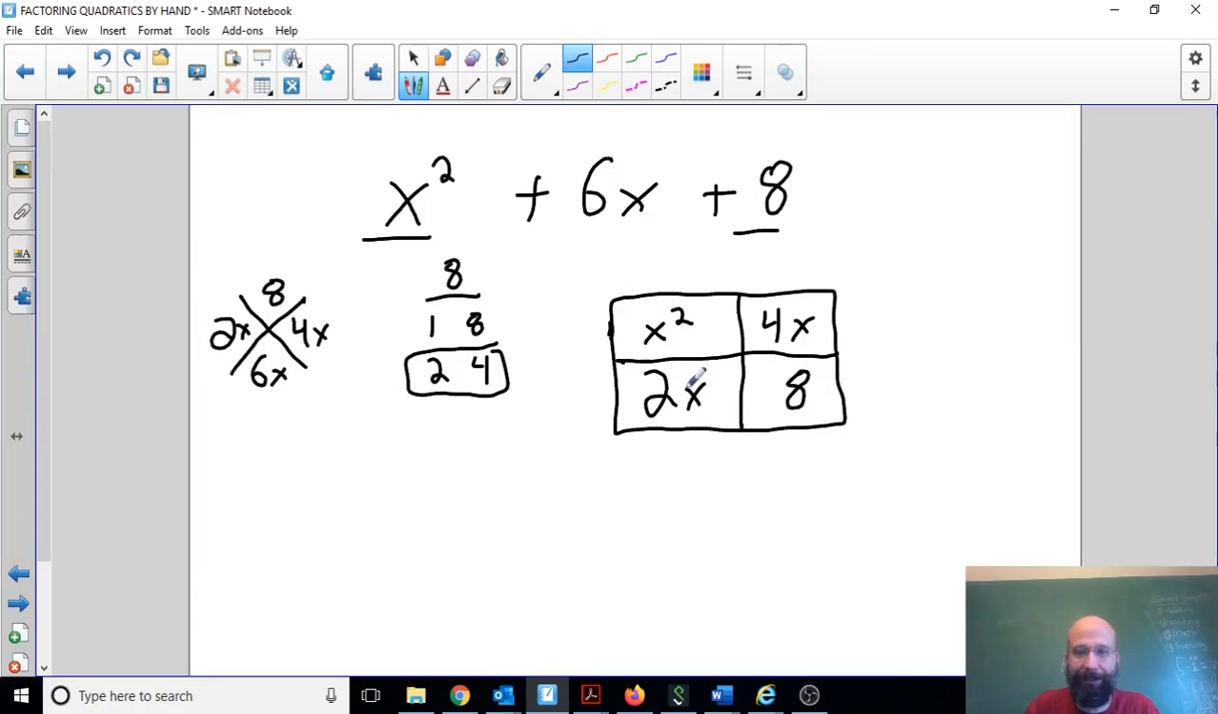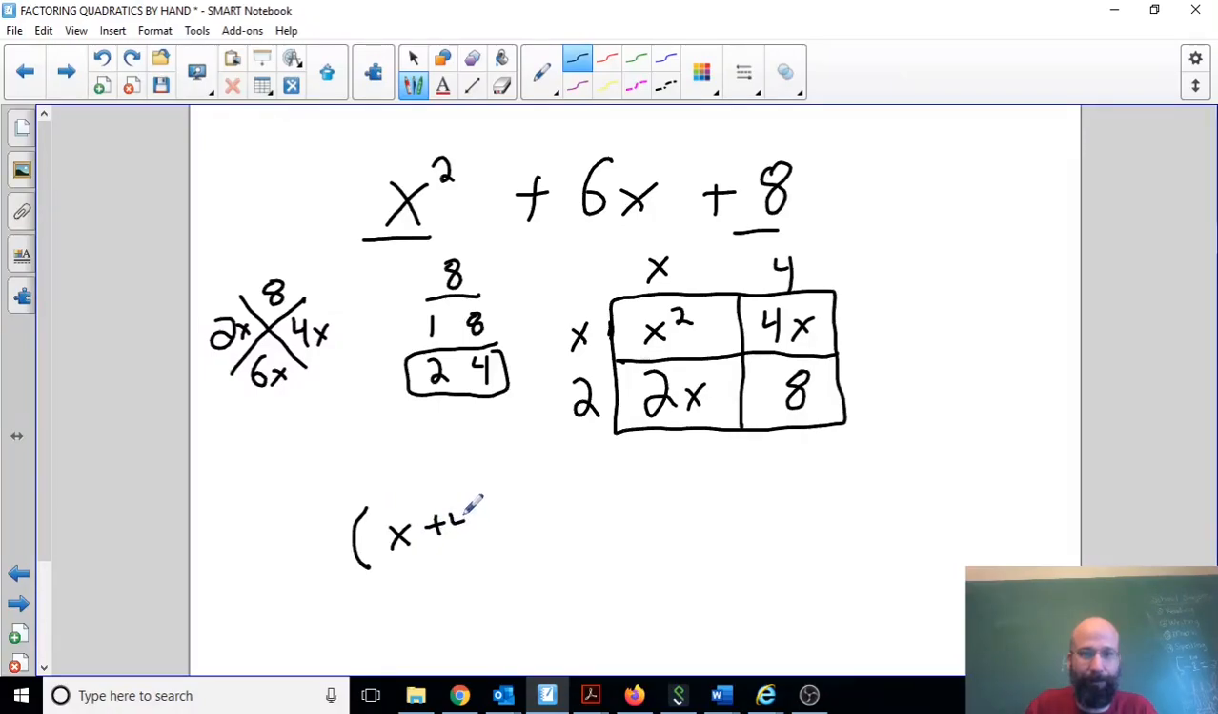And now we're going to find a GCF of going this way. X squared and 2x is x. The GCF of 4x and 8 is 4. The GCF of x squared and 4x, again, is x. And the GCF of 2x and 8 is just 2. Again, you really need to know how to find a GCF in that last lesson in order to pull these out. So these are our two terms, our two binomials, I mean.